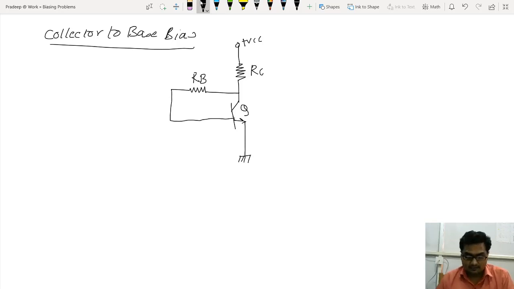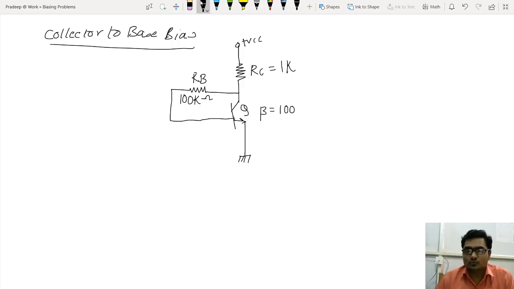Okay. Now what values are given? First, the collector resistor is given, that is 1K, and the base resistor is 100 kilo ohm. And beta of the transistor is also specified. Beta is equal to 100. Now for that circuit diagram, what do they want from us?